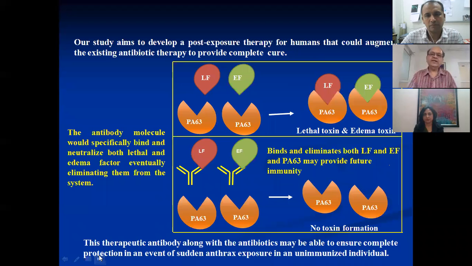So what we did, we took the region and produced antibody in mouse, hybridoma, which can bind to lethal factor as well as edema factor. So in the normal course, lethal factor can bind here, edema factor can bind here. But if you have the antibody which can bind to both these molecules, this binding cannot take place, and therefore this molecule cannot act. So this is the trick we are working on.